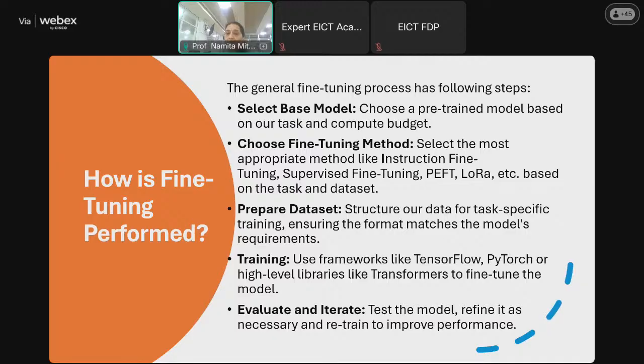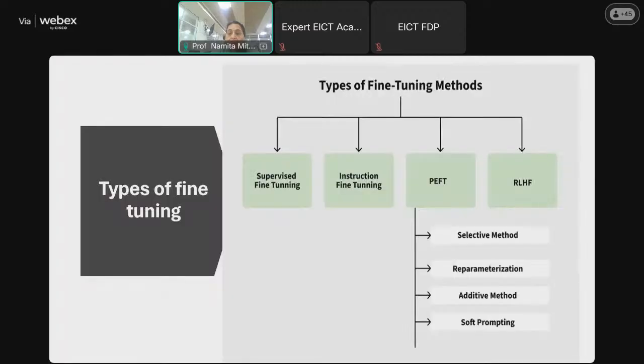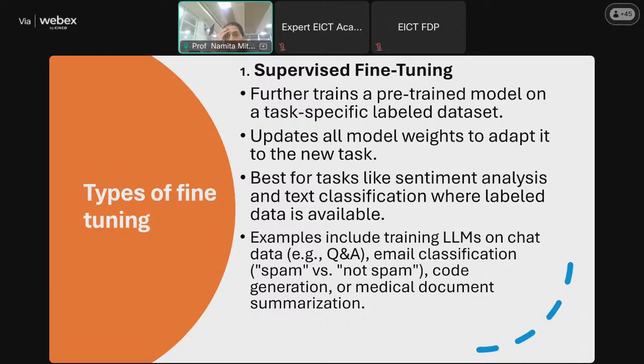So what are these fine-tune methods? Let's take them one by one. These are basically supervised fine-tuning, instruction fine-tuning, PEFT, performance-based fine-tuning, and RLHF, which is about reinforcement learning with human in the loop. So let's take the first one, supervised tuning.